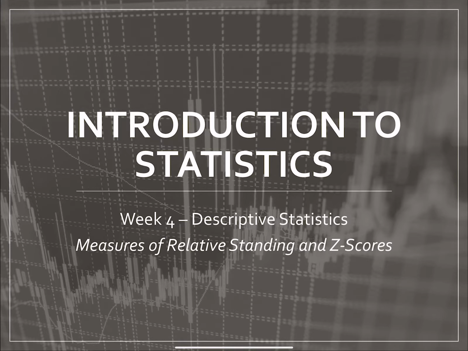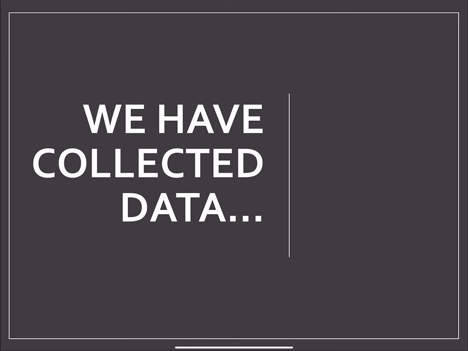Now, this week, we're going to specifically be looking at relative standing in z-scores, and in particular, how we can measure relative standing in z-scores. So, just our pace checker. Where are we? What have we done so far? So far, we've collected data. And now what, right? We're in the now what section. What do we do now?